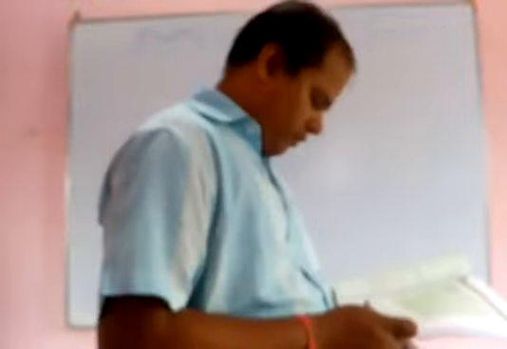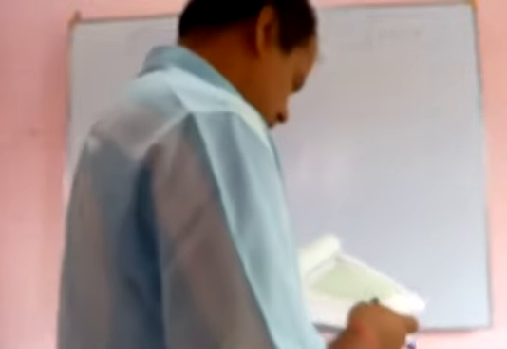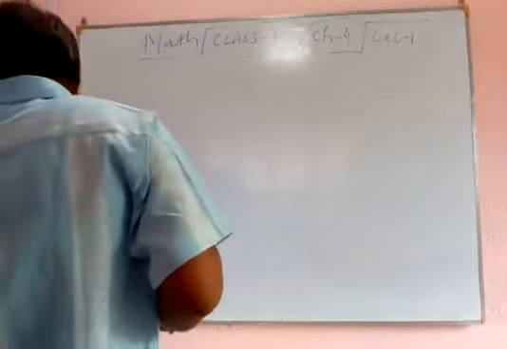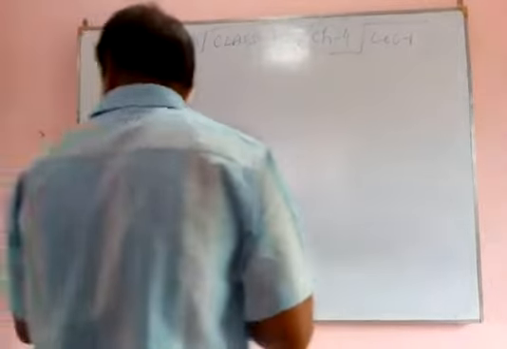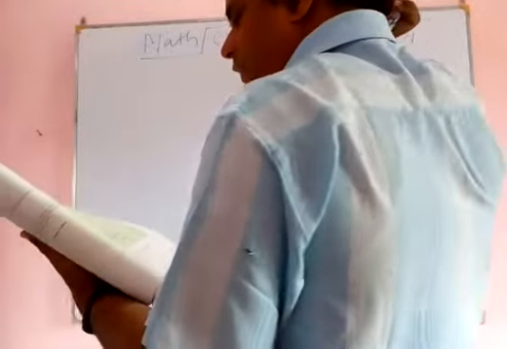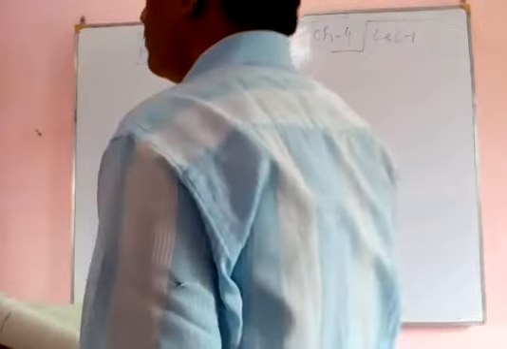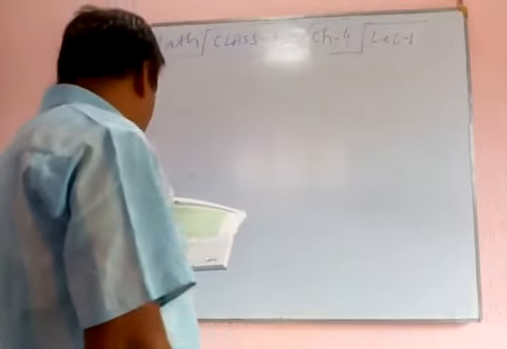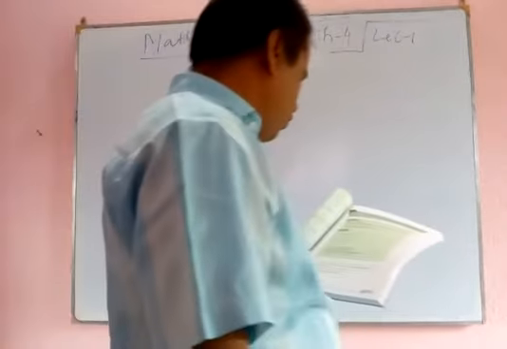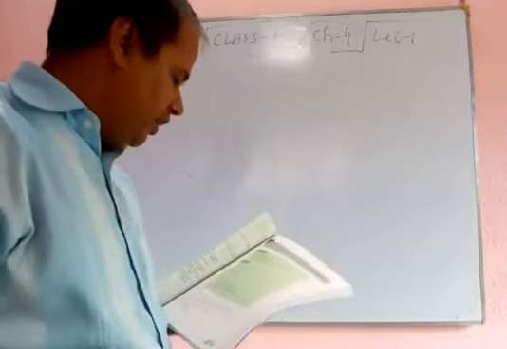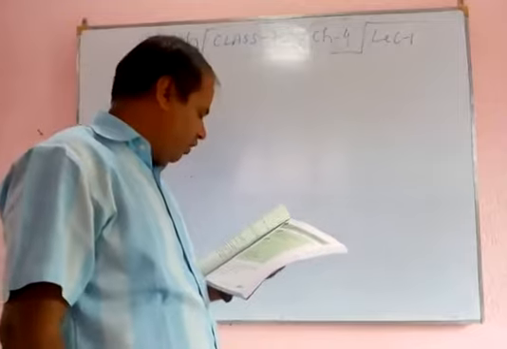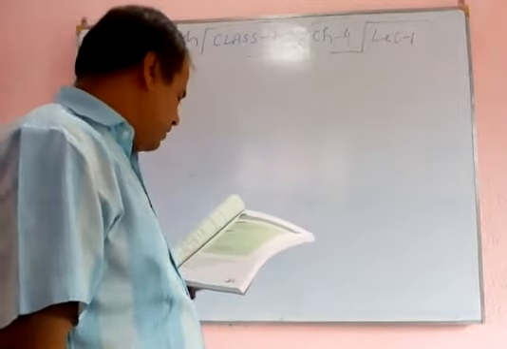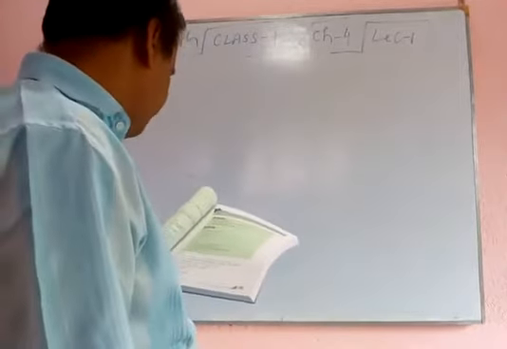Now chapter 4, page number 79, chapter 4, exponents and powers. Objectives: the students will be able to use exponents to express small as well as large numbers, state the laws of exponents, and express large numbers in scientific notation.